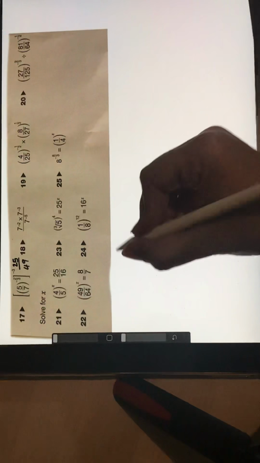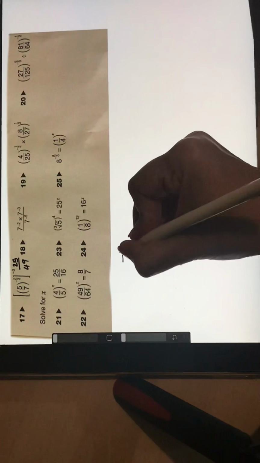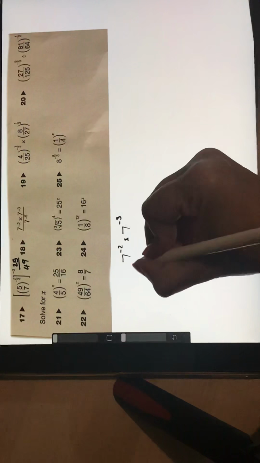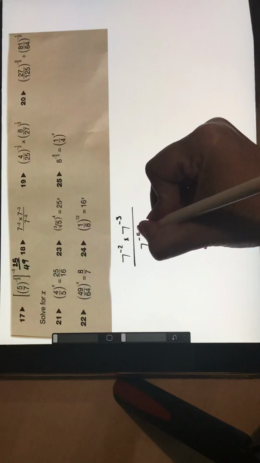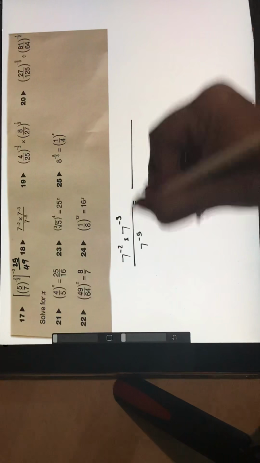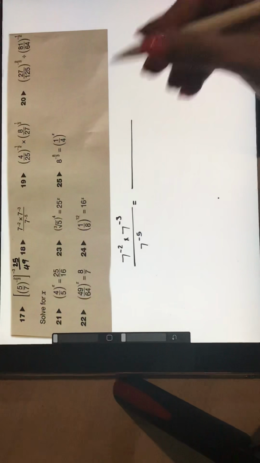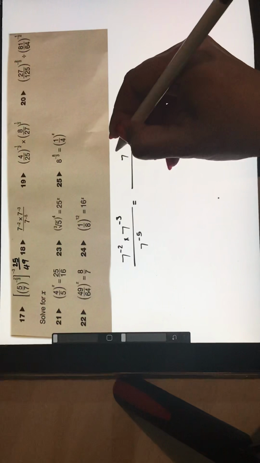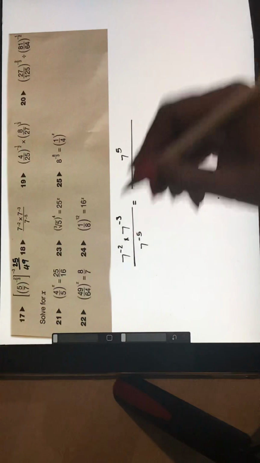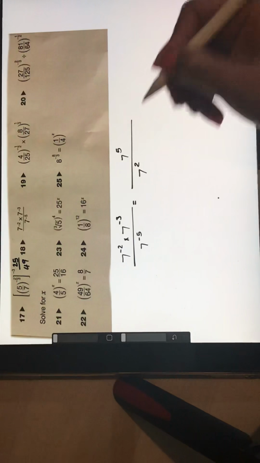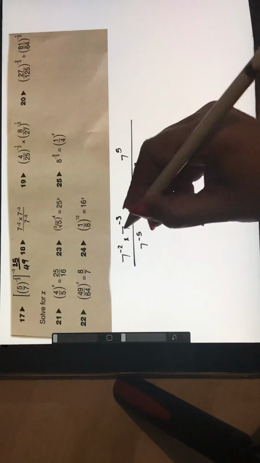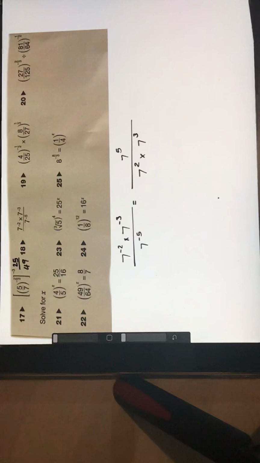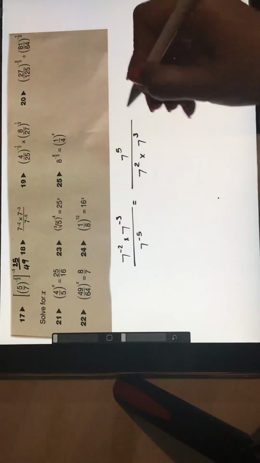18. Again, take it step by step. You've got 7 to the power of negative 2 times 7 to the power of negative 3, over 7 to the power of negative 5. We want to get rid of all these negative indices. So I'm going to take this 7 to the power of negative 5 to the top, this 7 to the power of negative 2 to the bottom, and that 7 to the power of negative 3 to the bottom. So now we have perfect positive indices.